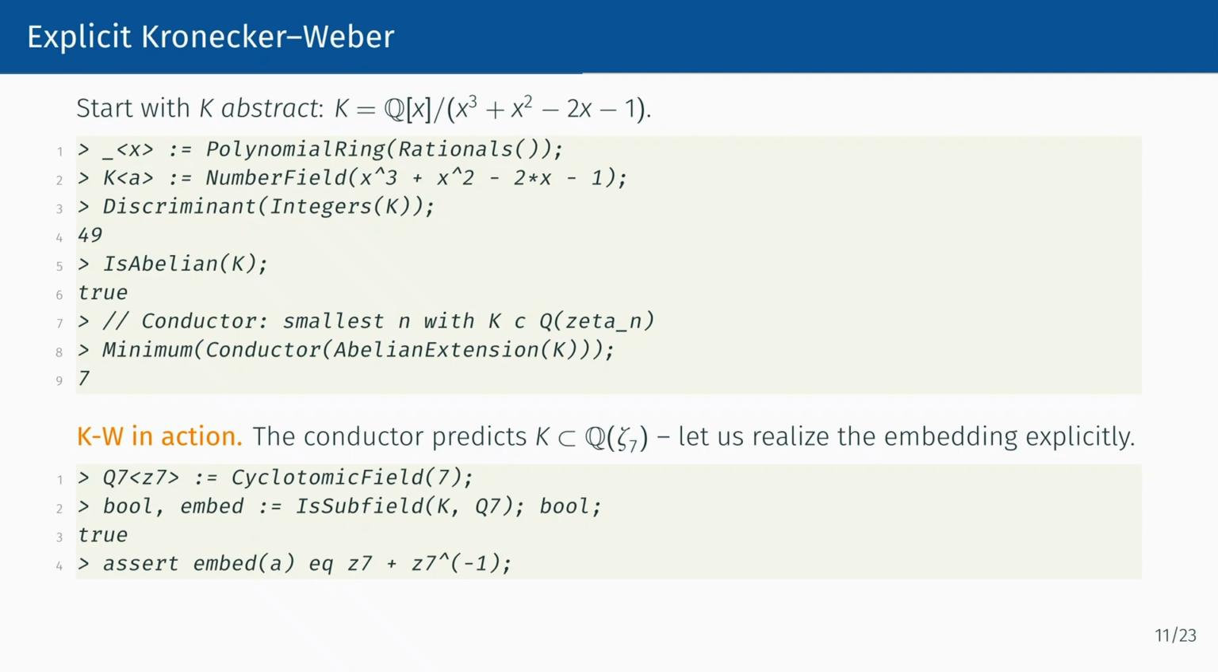And in fact, one can see pretty easily that here the embedding just sends the root of this cubic polynomial to zeta 7 plus zeta 7 inverse, as one would expect, as this field is the real subfield of Q(zeta 7).